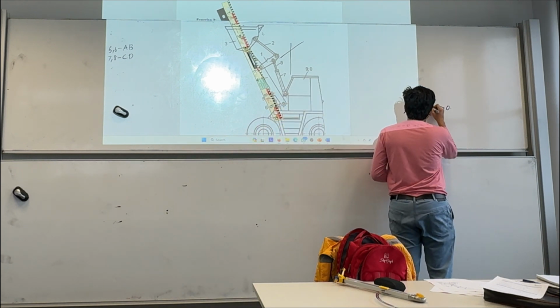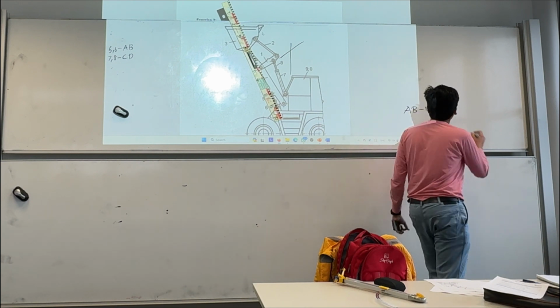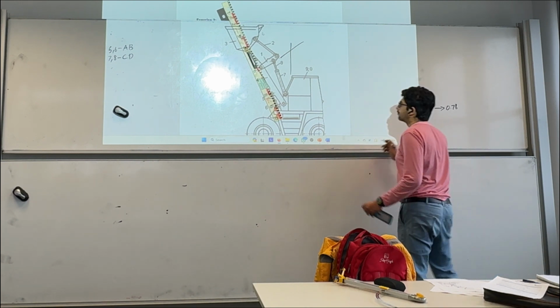This one. So which was 7, 8. CT. Is it CD or DC? CT. 7.